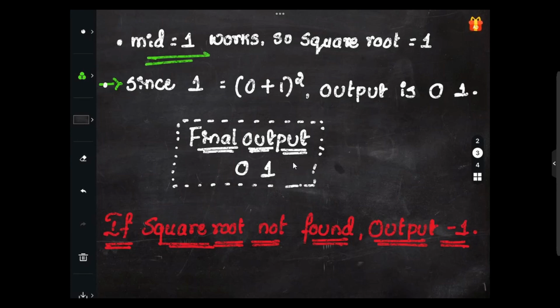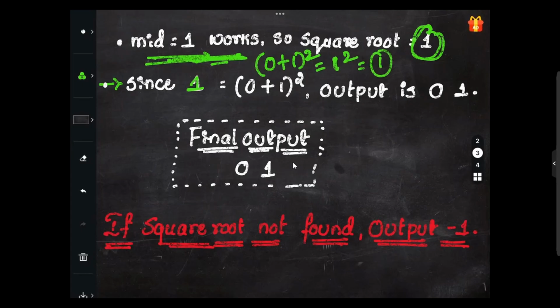So when mid equals 1 works, the square root will quite obviously be 1, because we have the integer 1. I hope this part is clear. Here, when we consider the integer 1, it has to be represented by a plus b whole square in the output. So 1 can be represented in this format: 0 plus 1 whole square, which gives 1 square, nothing but 1.